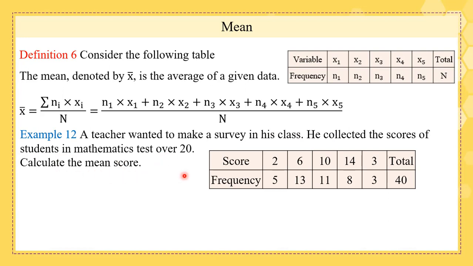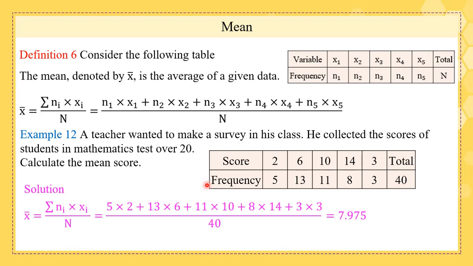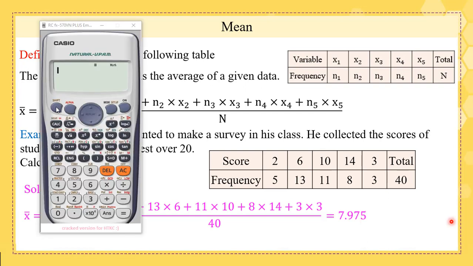Calculate the mean score. Here we have the data in the table. Solution: x bar equals the sum of ni xi over n, which equals 5 times 2 plus 13 times 6 plus 11 times 10 plus 8 times 14 plus 3 times 3 over 40, which is equal to 7.975.